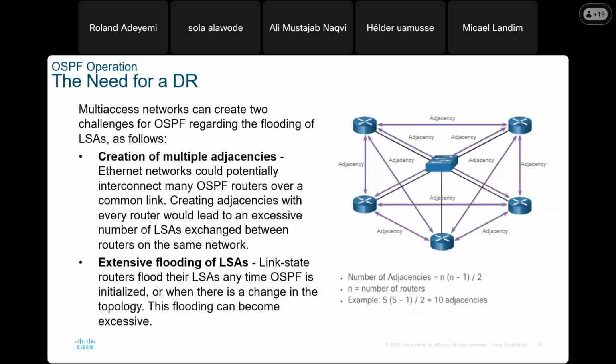I've explained this. Why do you need a DR? Because we don't want to create multiple adjacency, too many friendship. And look at the formula here. Let's take this formula and put this into consideration. If we have 1, 2, 3, 4, 5 routers on the network, these are the number of adjacencies that will be created. So n is the number of routers. Then n minus 1, that is 5 minus 1. So that is going to give us 5 minus 1 multiplied by 2 divided by 5. That is going to give us what now?